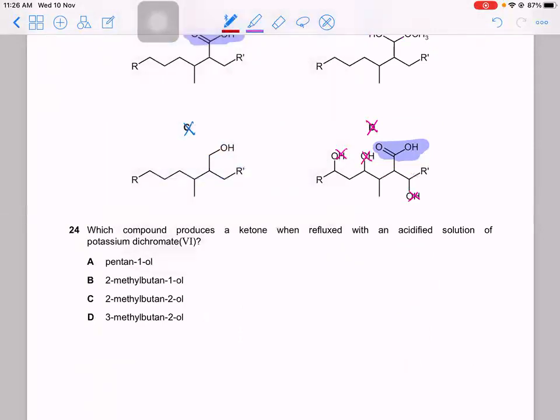Which compound produces a ketone when refluxed with dichromate? So we know ketone is made by secondary alcohol. When they oxidize, they give you ketone. Pentanol, this is primary. So this won't. 2-methyl-butanol is also primary.